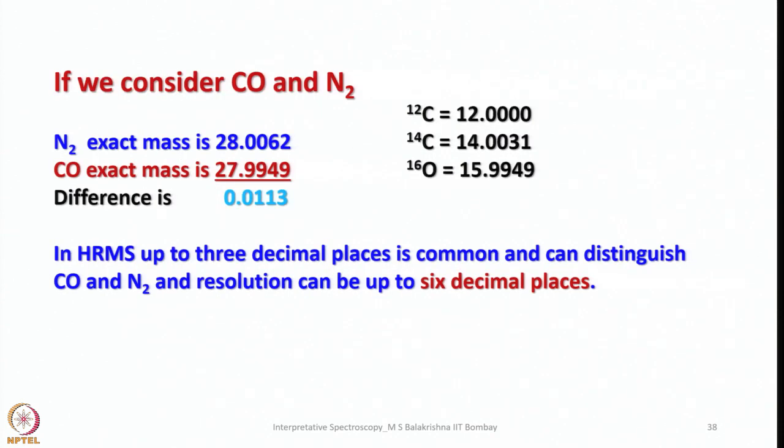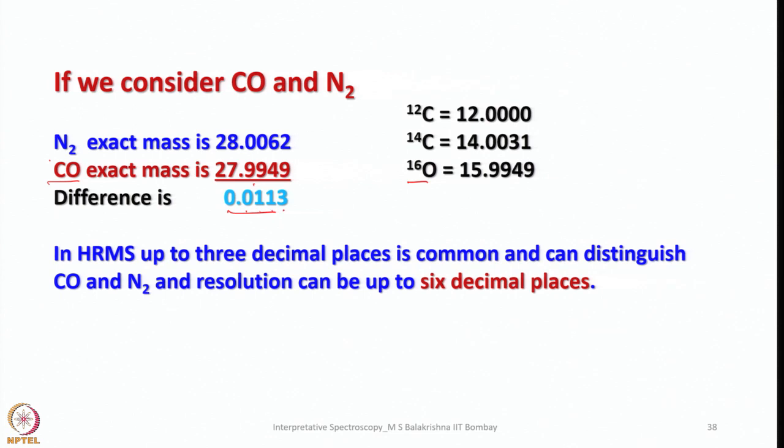For example, if we consider two isoelectronic gases such as CO and N2, we know the mass of 12C is 12.0000, 14N is 14.0031 and 16O is 15.9949. So the exact mass for N2 would be 28.0062, and the exact mass of carbon monoxide is 27.9949. The difference delta M is 0.0113.